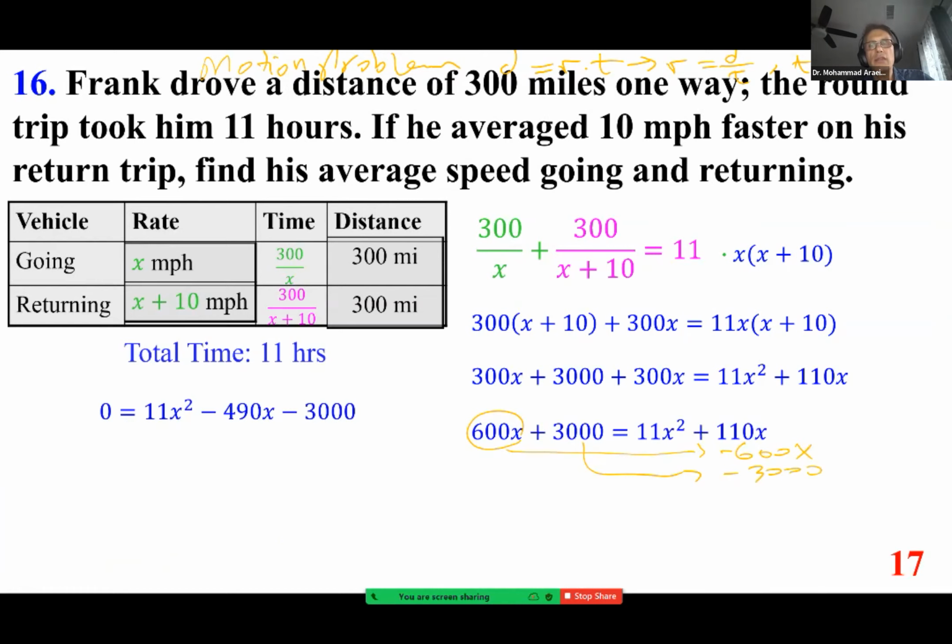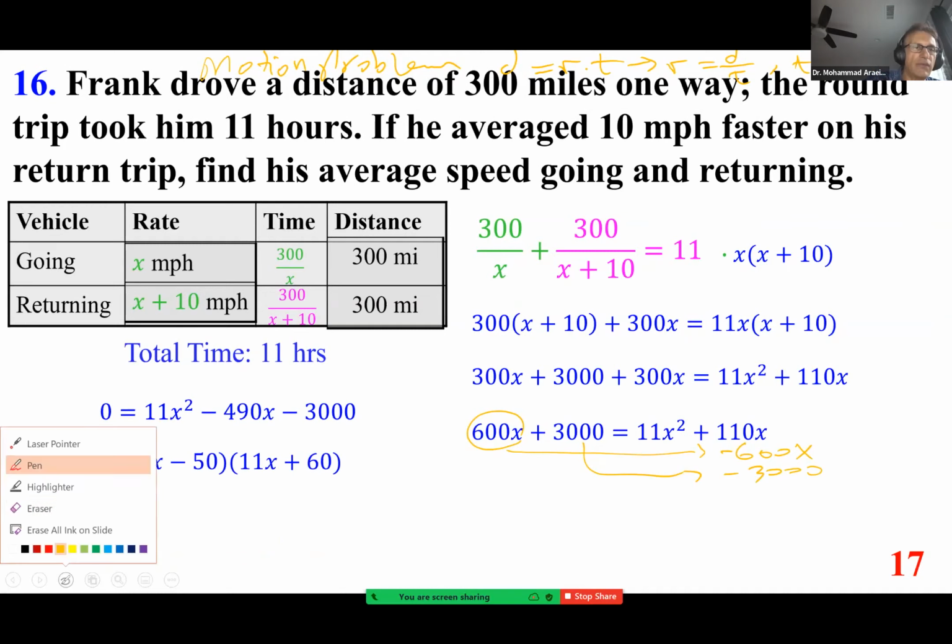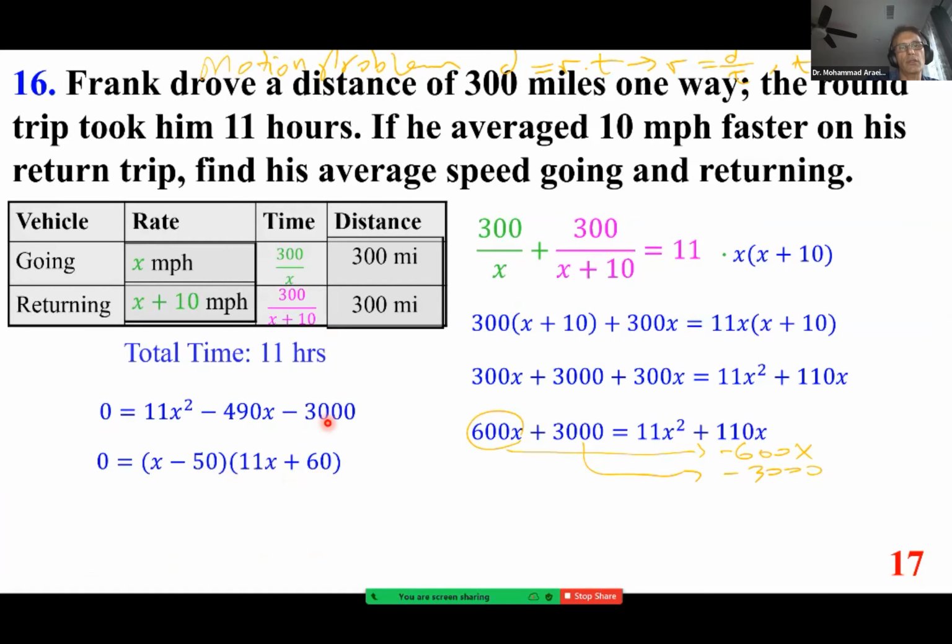You can do it by any method, including factoring. The factoring is doable simply because 11 is a prime number. So 1 and 11, we have really no choice. And 50 and 60, the product is 3000. One of them is negative. So X is either 50 or negative 60 over 11. We can't have it negative. So 50 miles per hour is here.